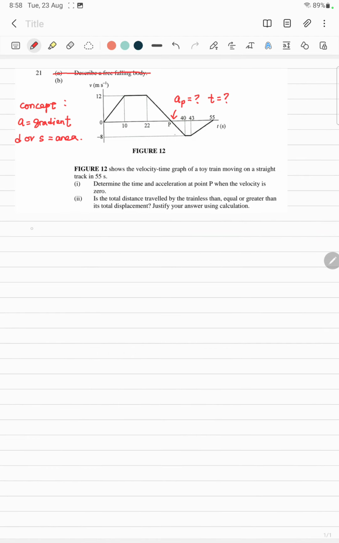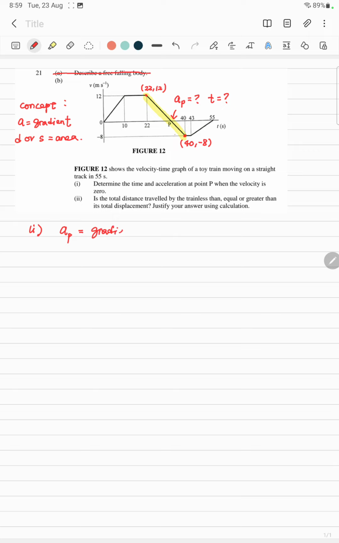So for question 1, in order to determine the time and acceleration at point P, you can consider this straight line. So for this straight line, this is our initial point. The initial point is 22, 12. Okay, this point will be 40, negative 8. So we can calculate the gradient. That gradient will represent the acceleration at point P.